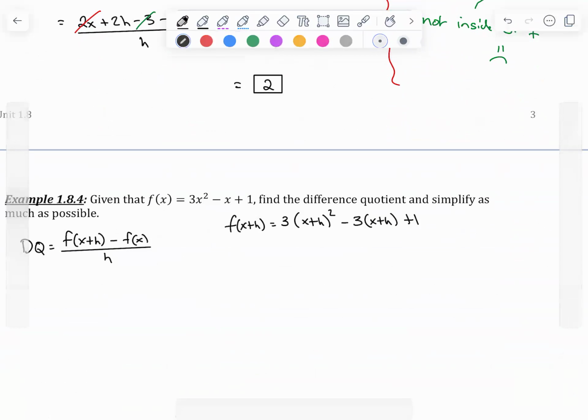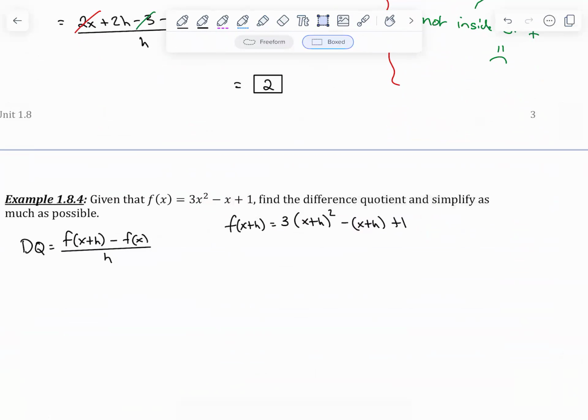The x plus h is replacing every instance of x. So the x, like where my red dot is, that becomes an x plus h. This red dot becomes an x plus h. Oh, there's not a 3 there. Why is there a 3 there? I'm going blind. Okay. Now let's simplify it.